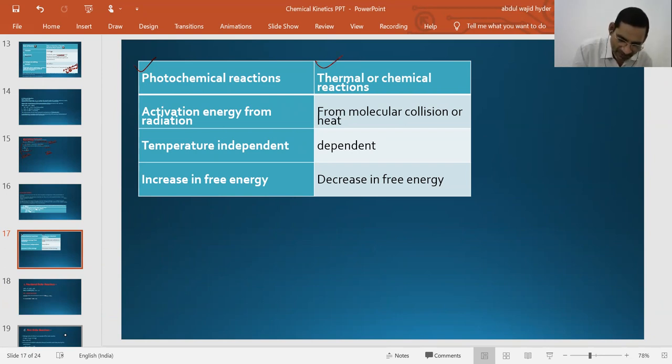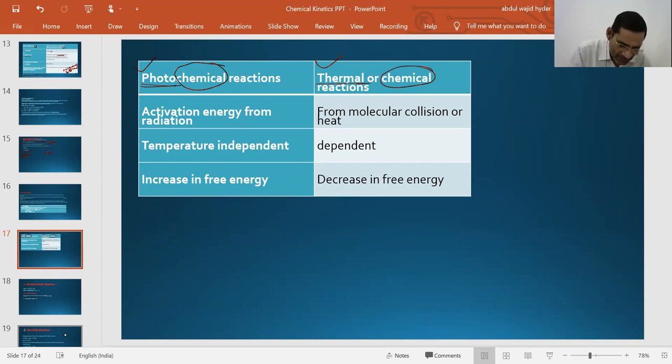Thermal reactions means those reactions take place in presence of temperature, in presence of heat, and these reactions take place in presence of light. Both are chemical reactions. But one is taking place in presence of light, that is called photochemical reaction, and those reactions which take place in presence of temperature and heat are called thermal reactions.